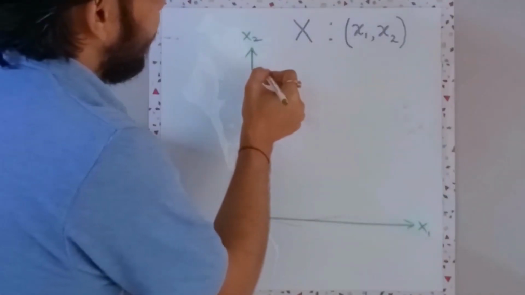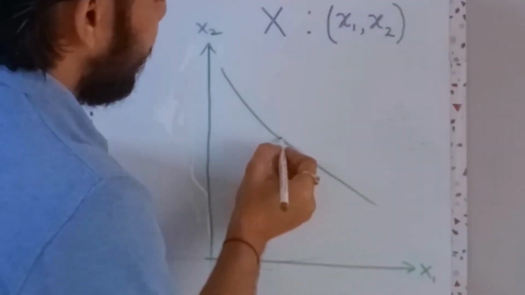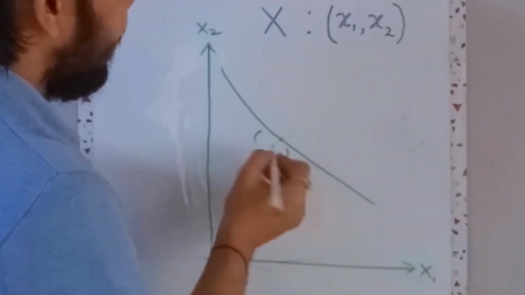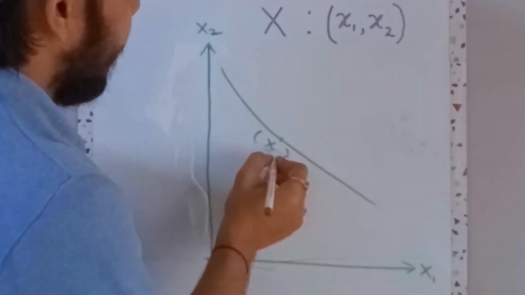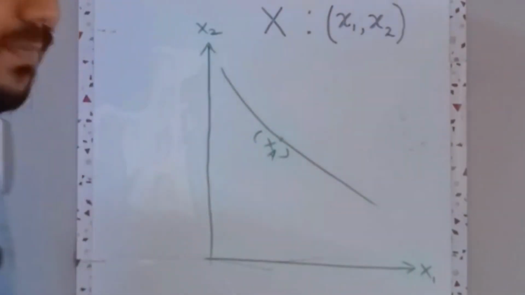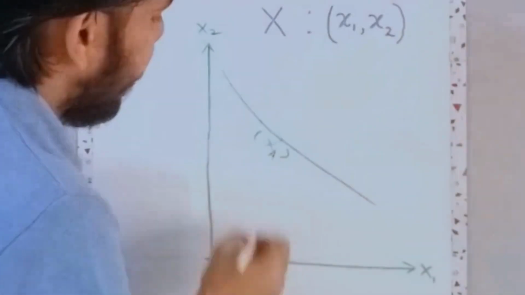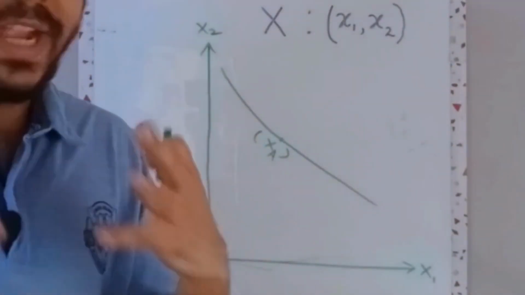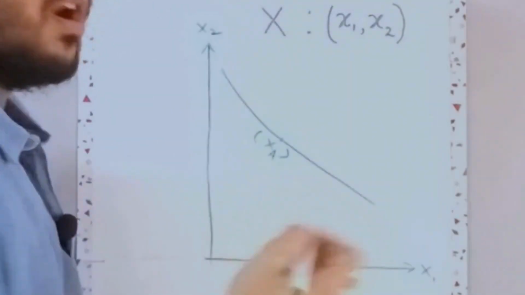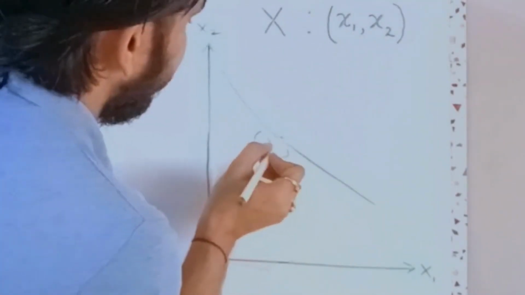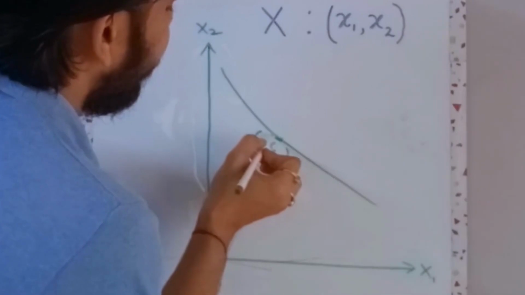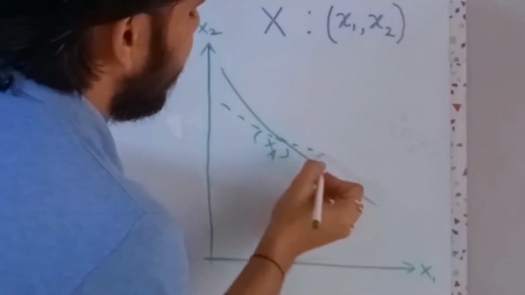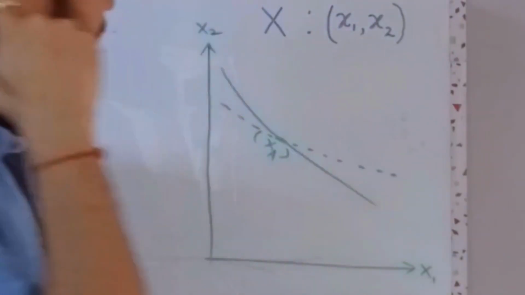Let's say this is your indifference curve and this is one of the consumption bundles which you have, let me write it as capital XA. And from here you are assuming that you can also draw another indifference curve. So for the sake of assumption, let's draw another indifference curve through this same consumption bundle. So what will this mean?